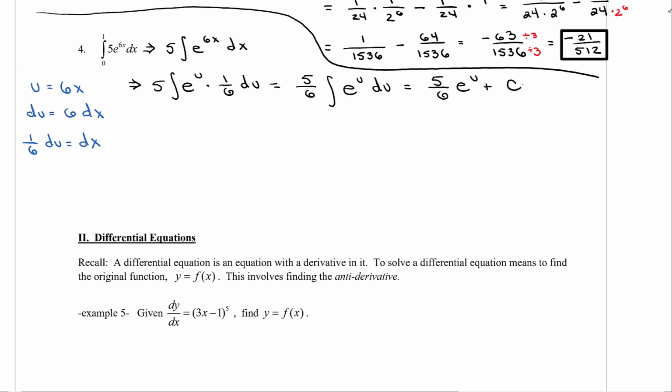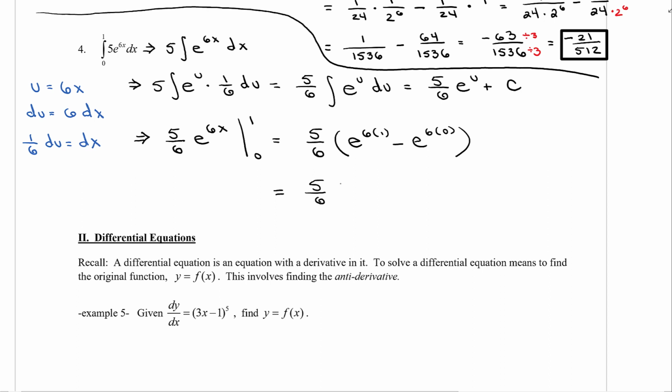And then if we go back and substitute in place of u, we will get 5 over 6 times e raised to the 6x power, and it's going to be evaluated from 0 to 1. So this is going to be equal to 5 over 6 times, open up a set of parentheses, e raised to the 6 times 1 power, and then we're going to subtract e raised to the 6 times 0 power, close the parentheses. This is going to be equal to 5/6 times, open up a set of parentheses, e to the 6 minus e to the 0 power.